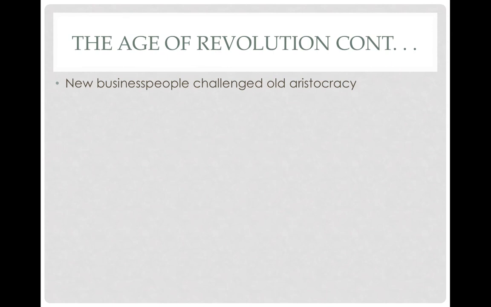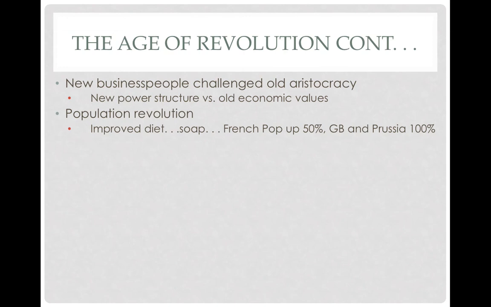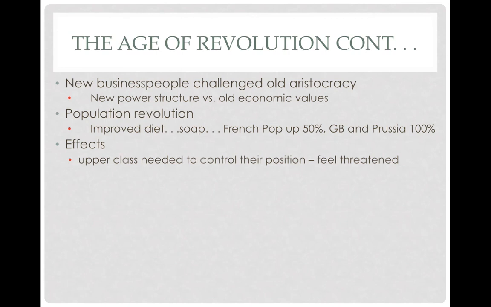Well, new business people are challenging the old aristocrats, the aristocracy, where new global trade and regional trade, capitalistic ideas are going to contend against this power structure. The old people, the landed wealth, are going to have contradictions with those who are self-made men. A population revolution. We are going to have population going up in France, Great Britain, Prussia. The effects are going to be great. The upper class are going to feel threatened. They're going to try and build a bureaucracy that excludes others.